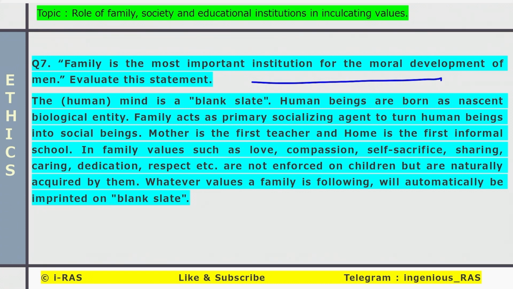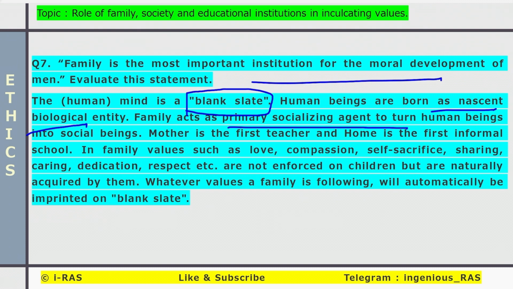Evaluate this statement. John Locke used to say that man is tabula rasa. Tabula rasa means blank slate. We are born as a blank slate. Human beings are born as nascent biological entities. Family acts as a primary socializing agent to turn human beings into social beings.